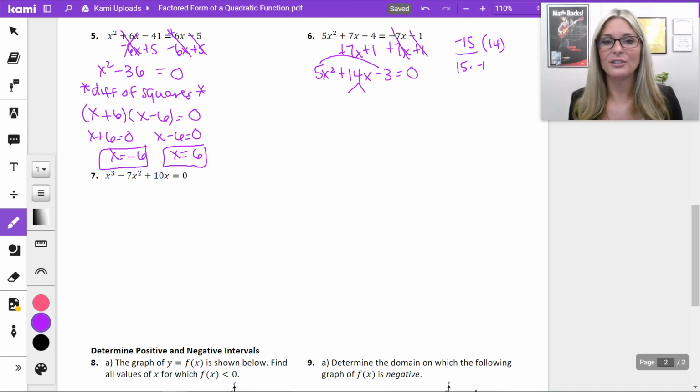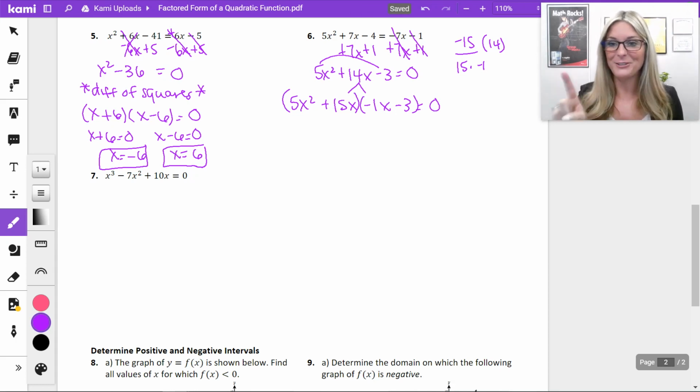We use those factors to rewrite the center term. 5x squared, you can choose your order here. I'm going to go with 15x first, minus 1x minus 3, making this polynomial into 4 terms. So we can continue with the grouping method. I'm going to group first term, second term together.